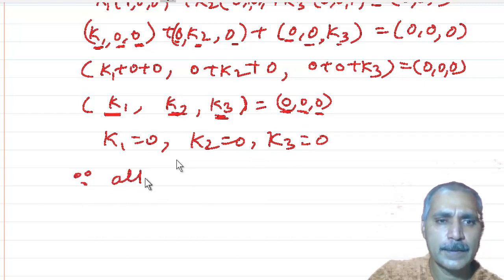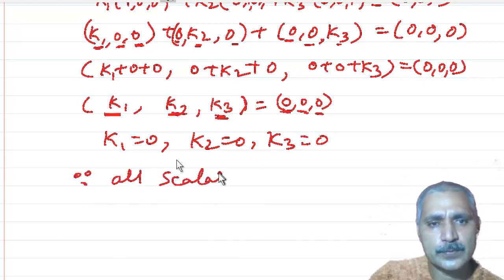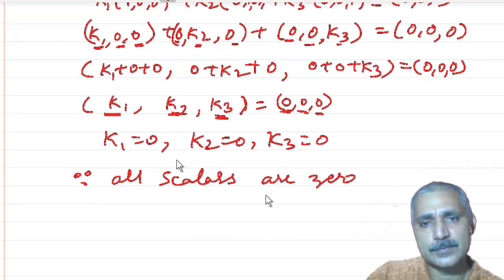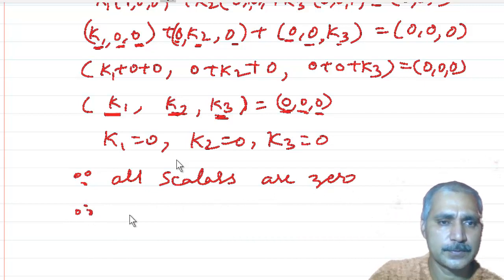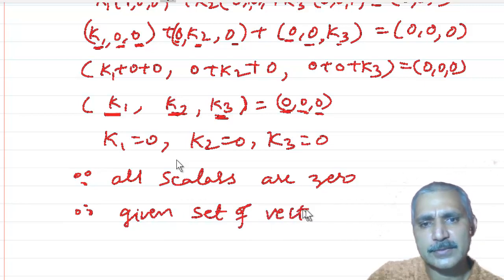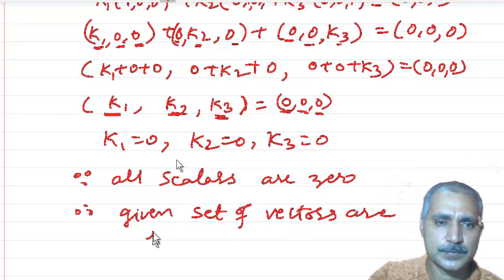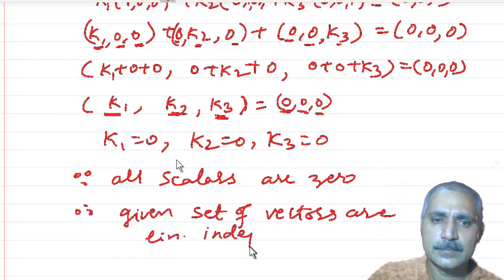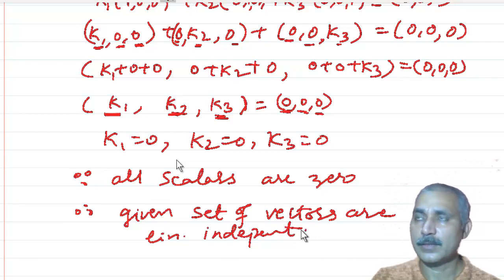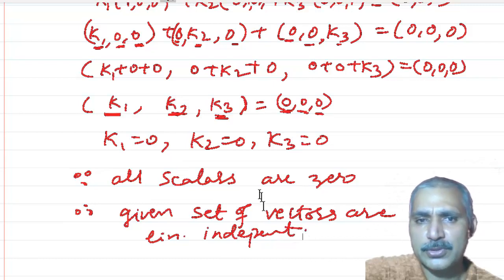Since all scalars are 0, therefore the given set of vectors are linearly independent. Next time we will have a few more sums on this.